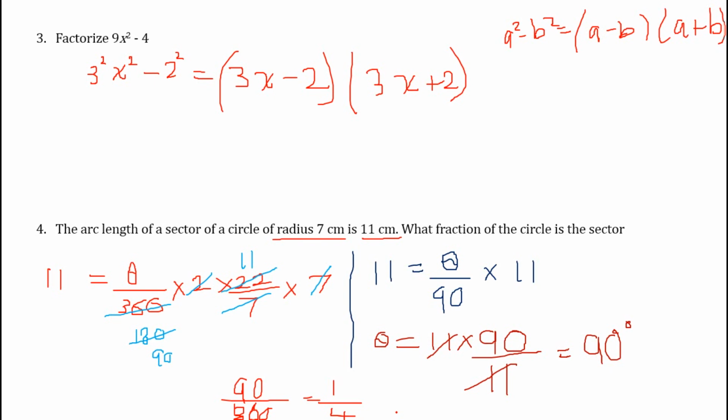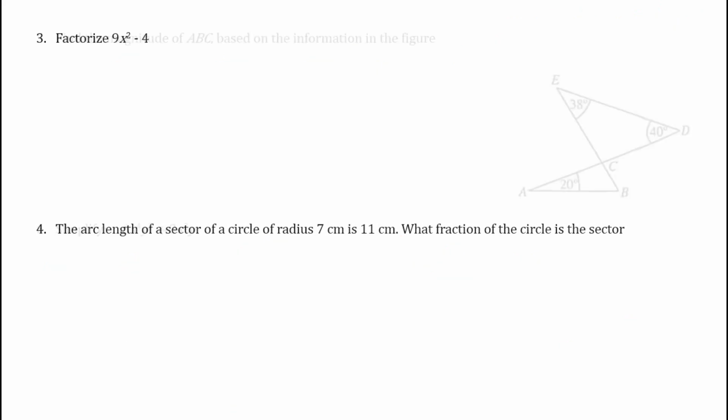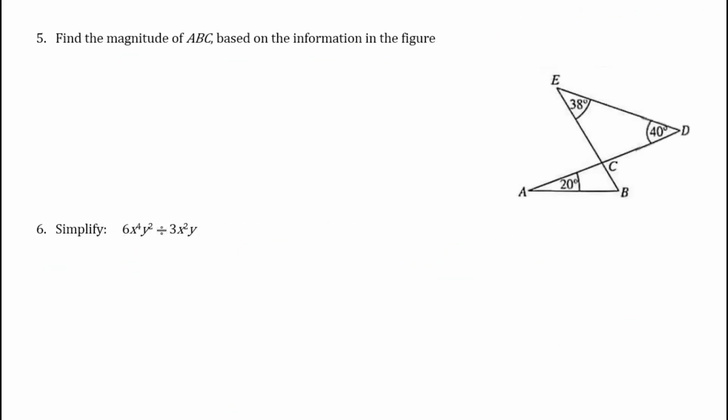Now let's move on to the next set of questions. Question number 5. Find the magnitude of ABC based on the information given in the figure. So now we will have to find the value of ABC. That will be this angle. So now we have to implement some geometrical theorems and we should find the value of ABC.